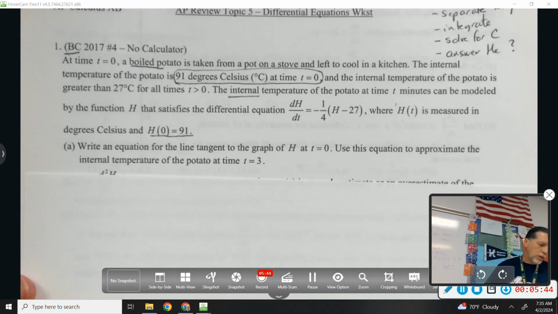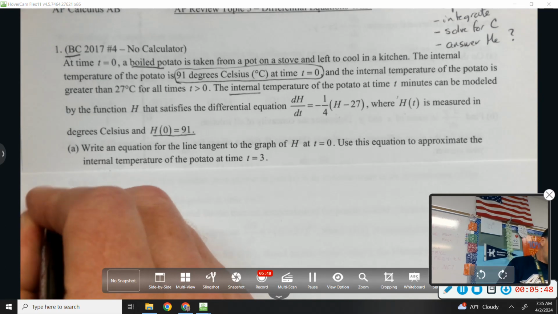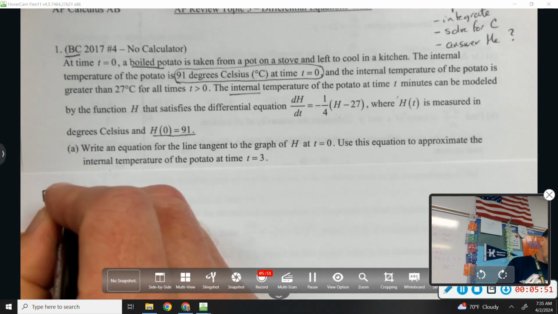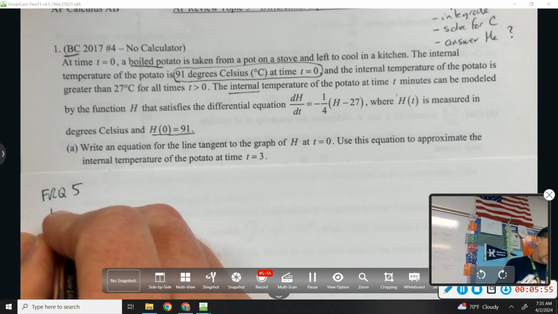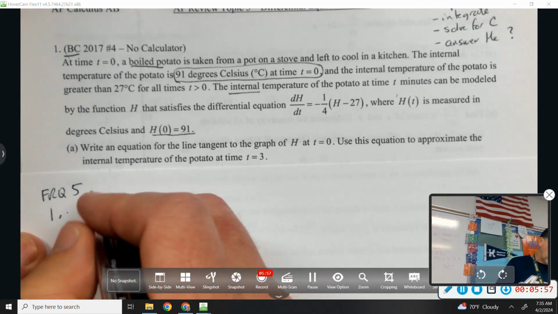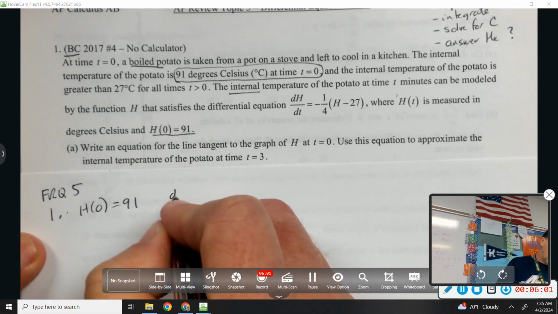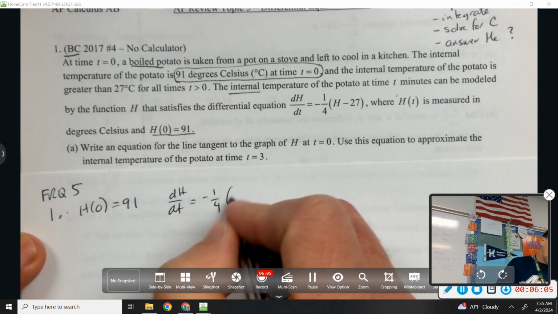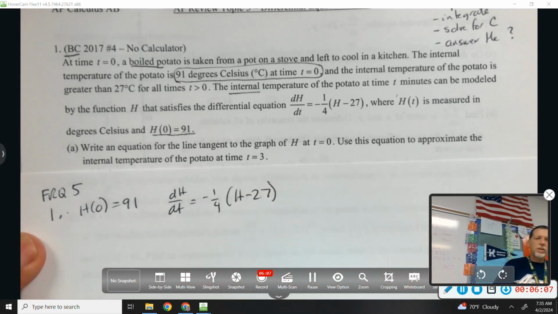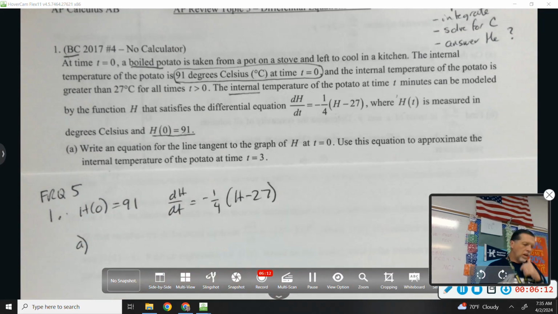Okay, write an equation for the line tangent to the graph. So let's see, this is FRQ5, number 1. Maybe I should write some stuff down before I start solving this. I think the main thing would be H of 0 is 91, and dH/dt is negative 1/4 (H minus 27). Okay, part A. Write an equation for the line tangent to the graph.